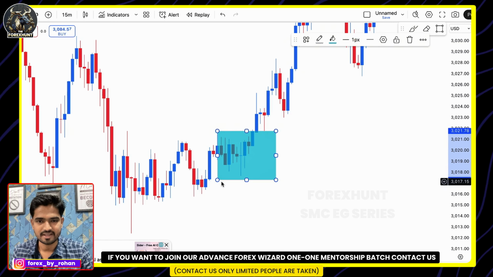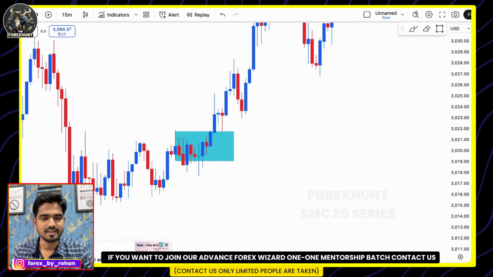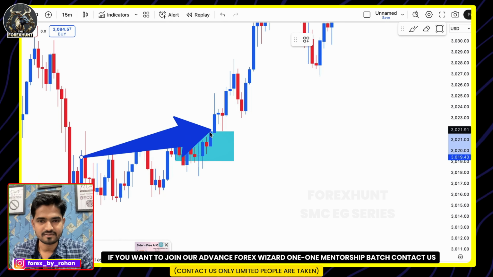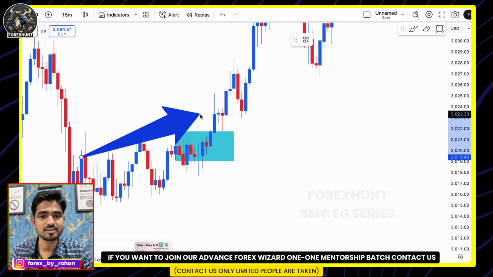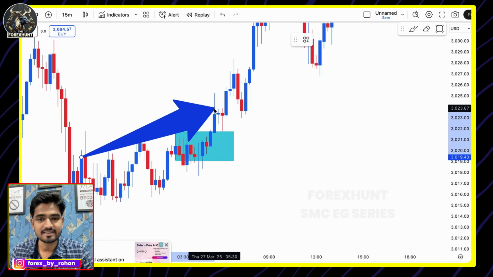This is A, this is B. Okay, this is perfect. Let's find the entry here. This is engulfing sell. This is engulfing buy, which is breaking. Even this is an engulfing buy, but the blue candle didn't close above the box. That's why we are not considering it as a B. This is B and this is C.